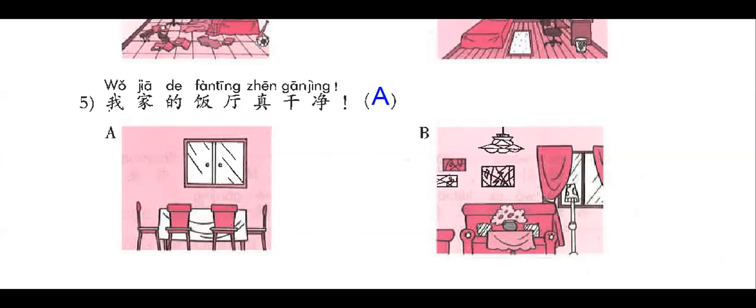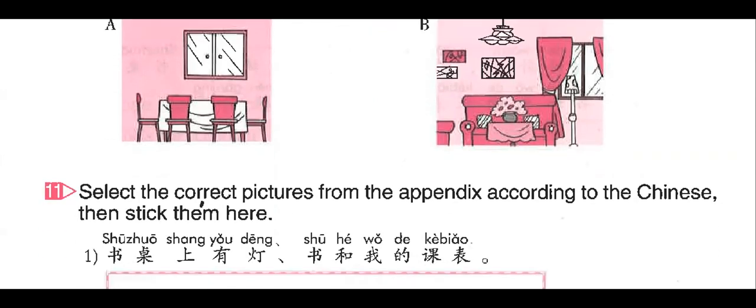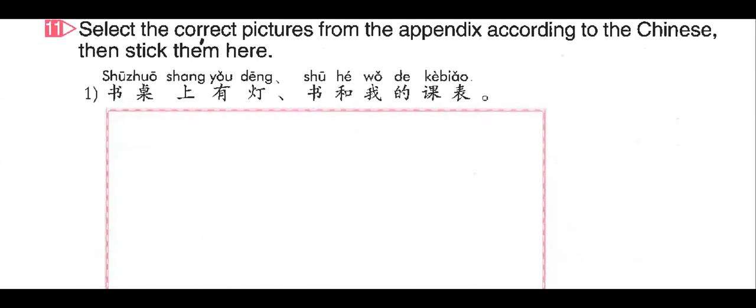Please check your answers, and we're going to continue with exercise number 11. Okay, next exercise. Select the correct pictures from the appendix according to the Chinese, then stick them here. Okay, I don't have the pictures here, and maybe some of you also don't have the pictures. So the stickers we use here for this exercise.